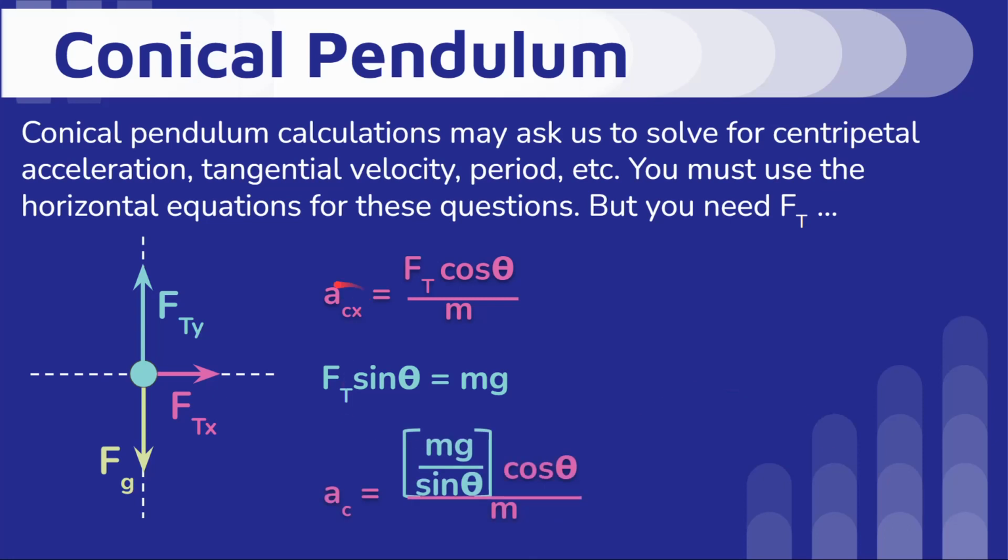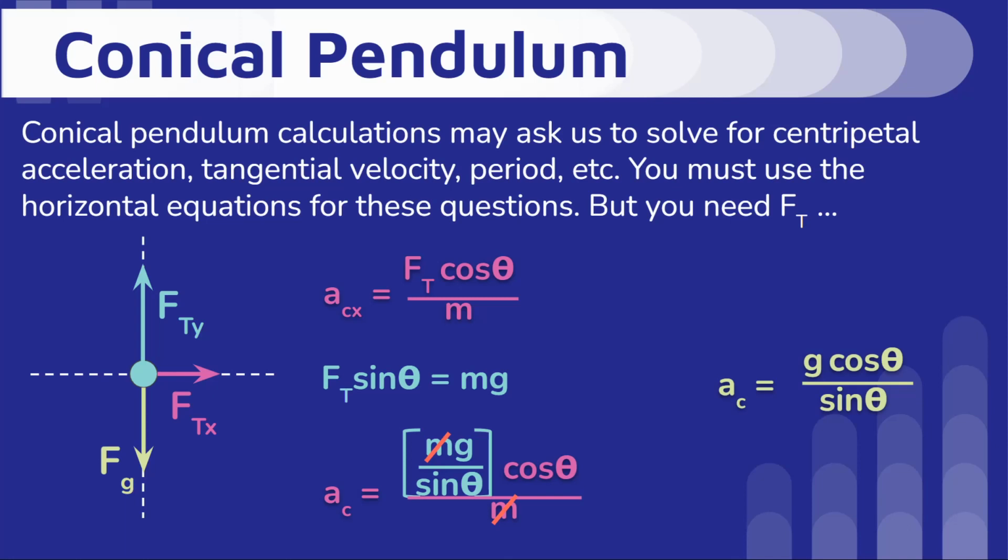Obviously, I know my centripetal acceleration is Ft cosine theta over m. And since both of these equations have force of tension in them, I can substitute this force of tension into this equation. So I can substitute in mg over sine theta times cosine theta, all of it over m, equals my centripetal acceleration. So if I was trying to find my centripetal acceleration, I now am a step closer to doing that. Looking at this equation, it looks really complicated, but I can simplify it because I can cancel out those masses.